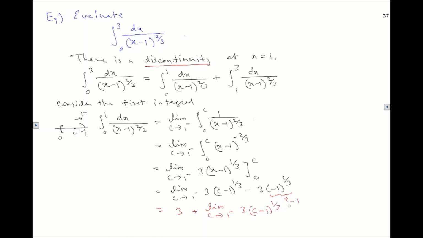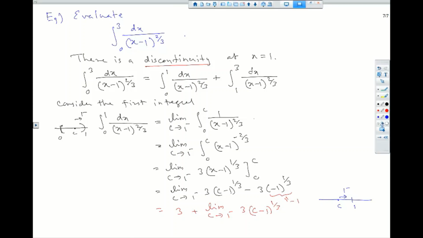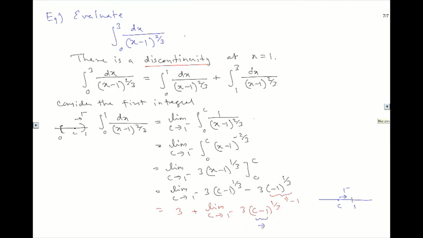So let's try to understand this now. What's going to happen? c is going to 1 from the left, so c is less than 1 but getting closer. That means the inside part is getting closer to 0. So c minus 1 goes to 0. So that means this whole limit simply goes to 0.